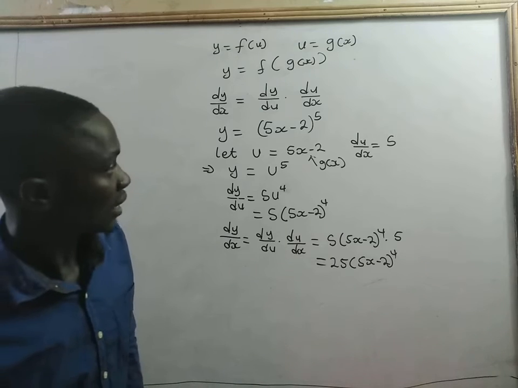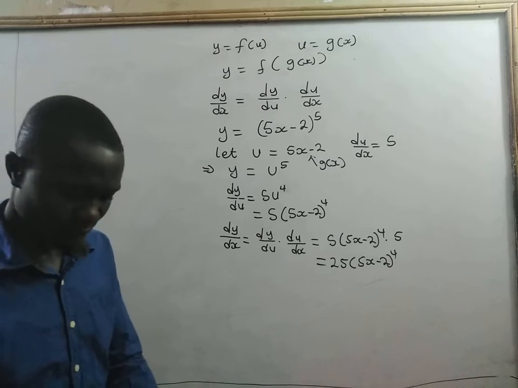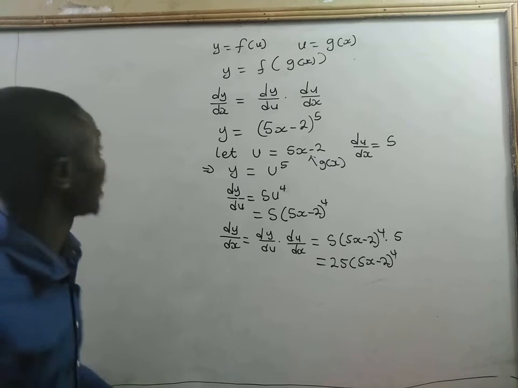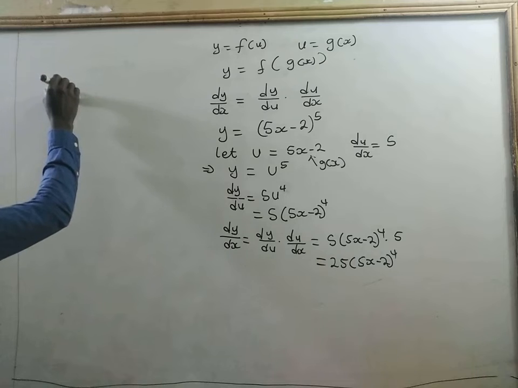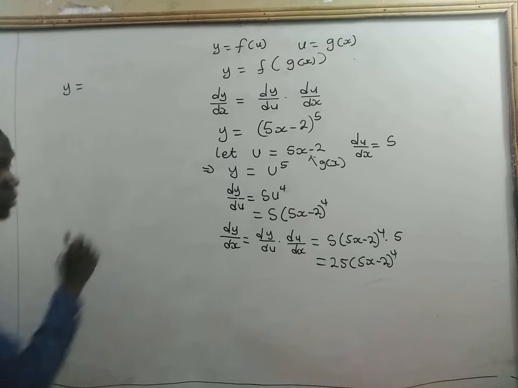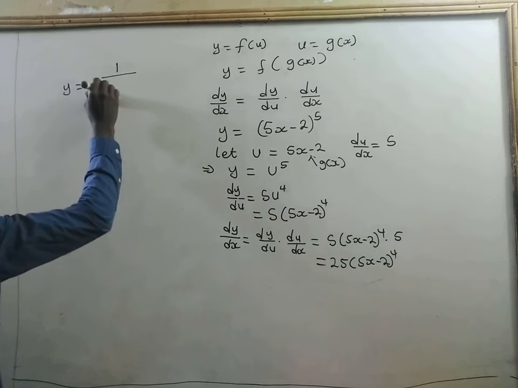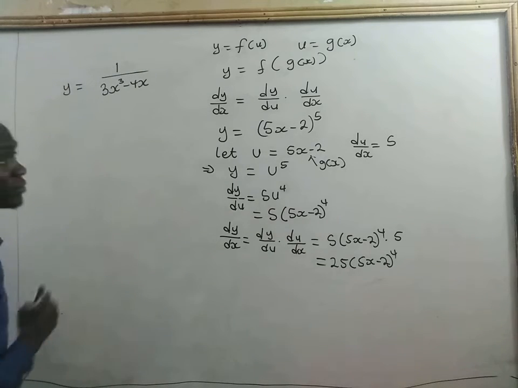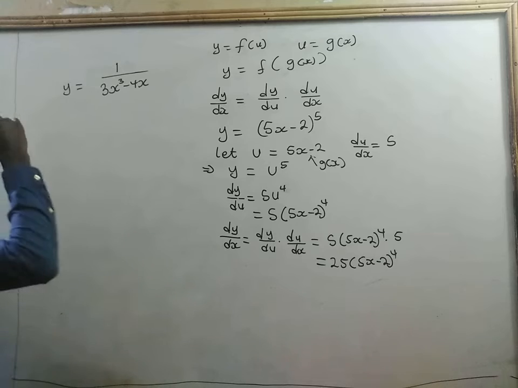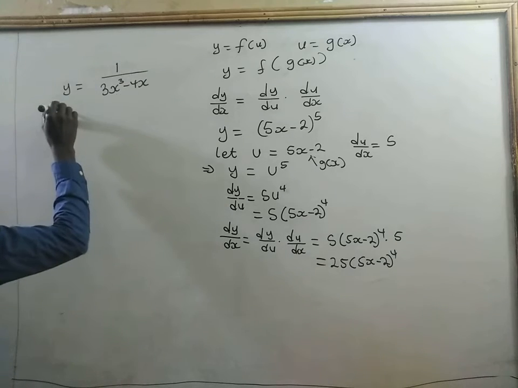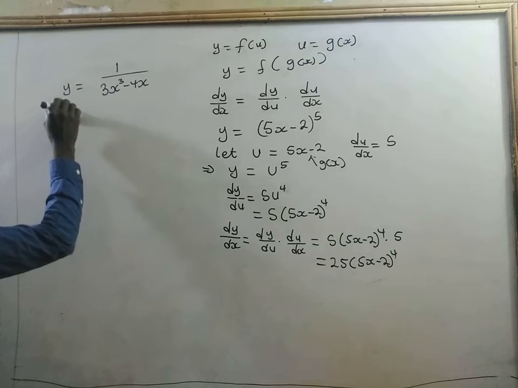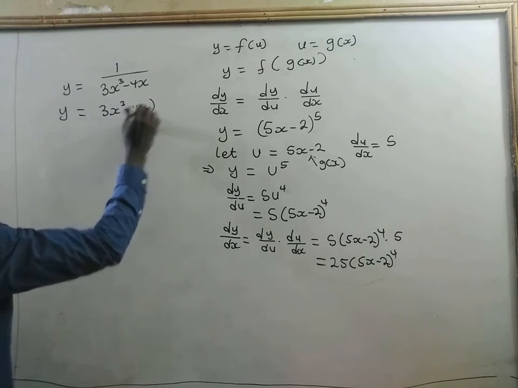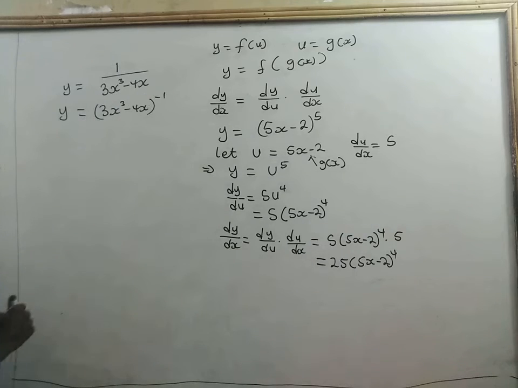Now let's take the second example. For the second example, we have y equal to 1 divided by 3x cubed minus 4x. So how do we do this one? Here we use the laws of indices, or the laws of exponents. We have y equals 3x cubed minus 4x to the power negative 1.